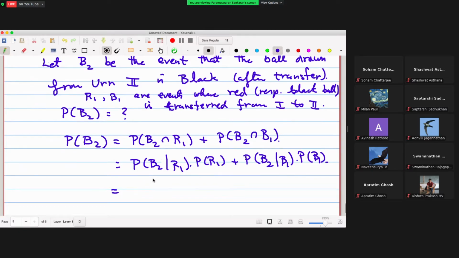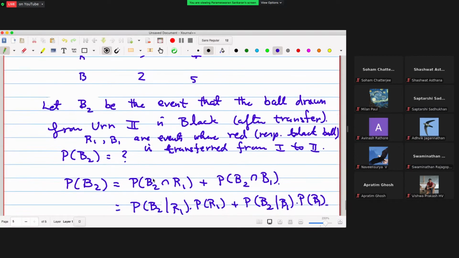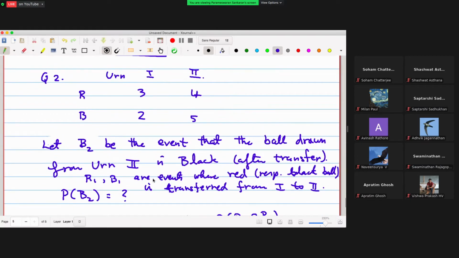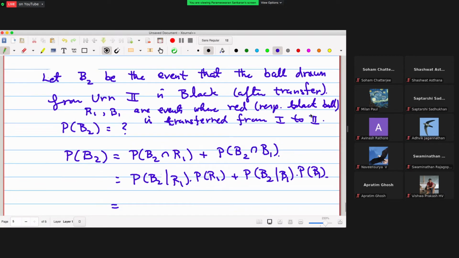So now you have transferred a red ball. Okay. So if you transfer a red ball, the composition becomes, so after R1, I'm going to write the composition for urn 2. So it will become now 5 and 5. Okay. Now after B1, let me squeeze that also here itself, B1, the composition becomes 4 and 6. Okay.